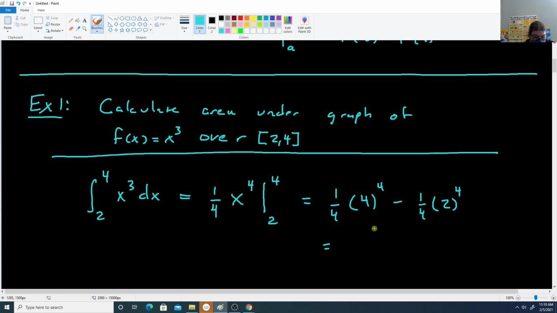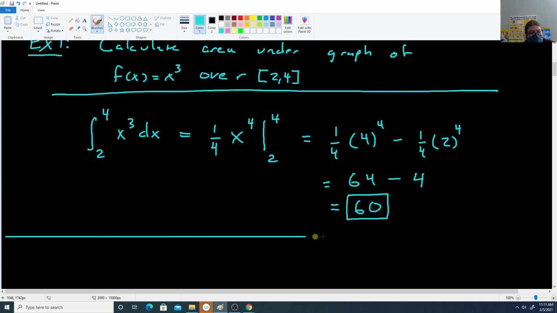So if we do 1/4 times 4 to the 4th, that ends up being 64 minus 1/4 times 2 to the power of 4. That's going to end up being 4. So 64 minus 4 is just 60, and that's our answer. So it's basically find the antiderivative and then evaluate it from lower limit to upper limit. Substitute in the upper limit to get the first bit, subtract from it the antiderivative with the lower limit substituted in, and that will tell you the integral value.